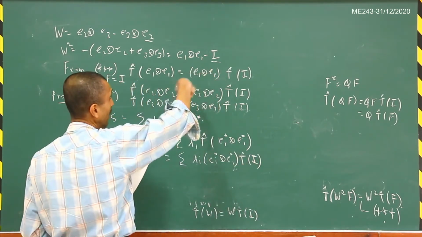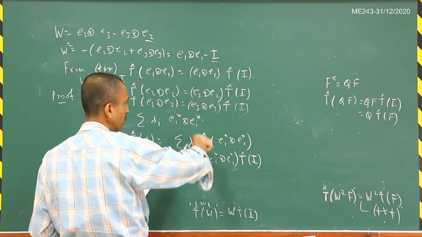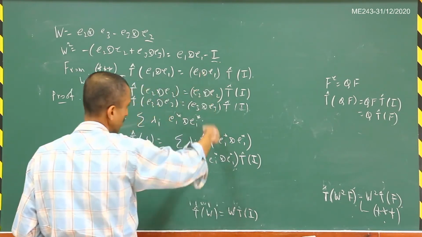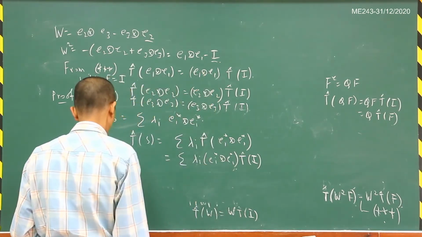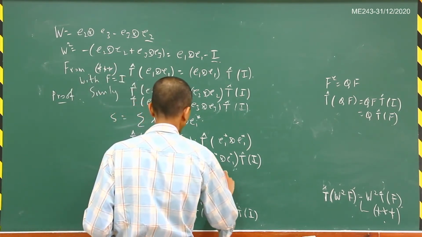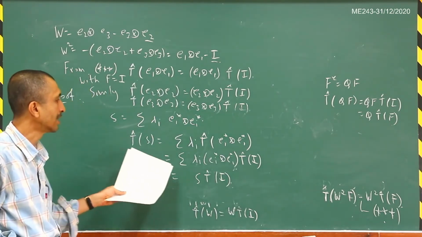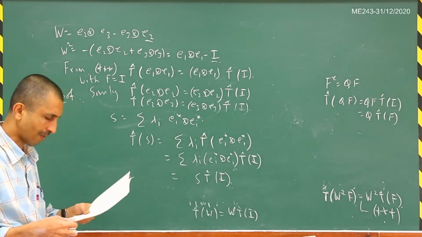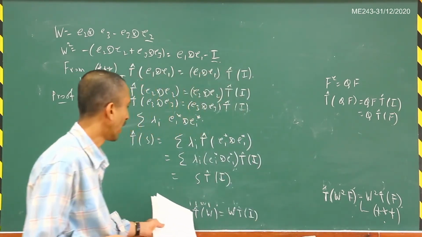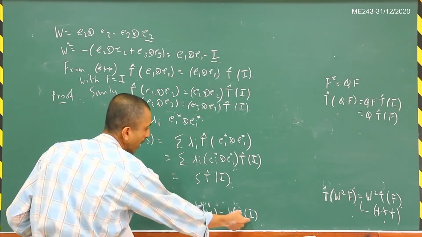See here, this e1, e2, e3, as I said, is an orthonormal basis, and so this is also an orthonormal basis, and hence we can apply these results to this particular case here. And this is equal to S times T hat of I. So what you get is that T hat of any symmetric tensor is the symmetric tensor times T hat of I. And from this particular relation here, we also have T hat of W is W times T hat of I.